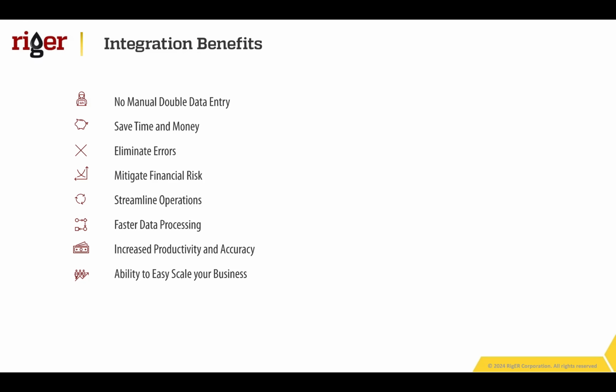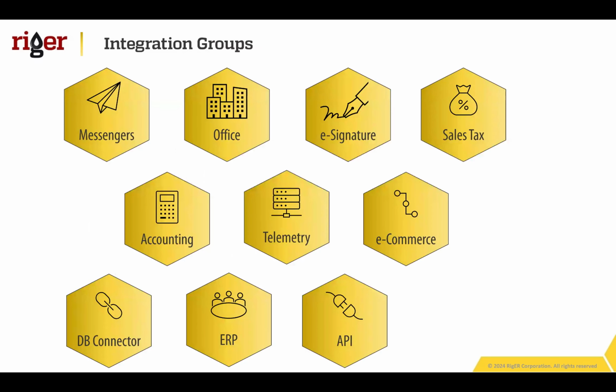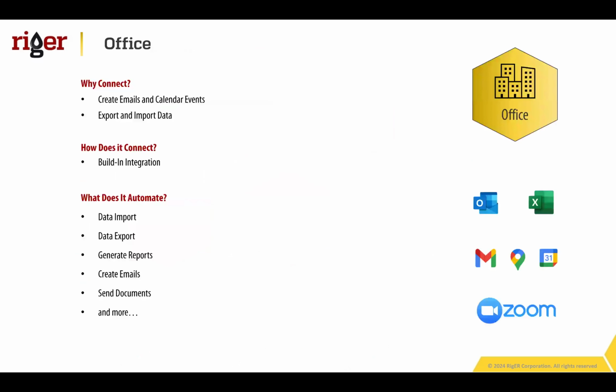Let's talk about the current situation with the RigER integrations, and we have the following groups: the messengers, Office, e-signatures, sales tax, accounting, telemetry, e-commerce, DB connector, ERP, and API. And I'd like to pass it from Mike to Danny, so he will present the first group. And Danny, the floor is yours.